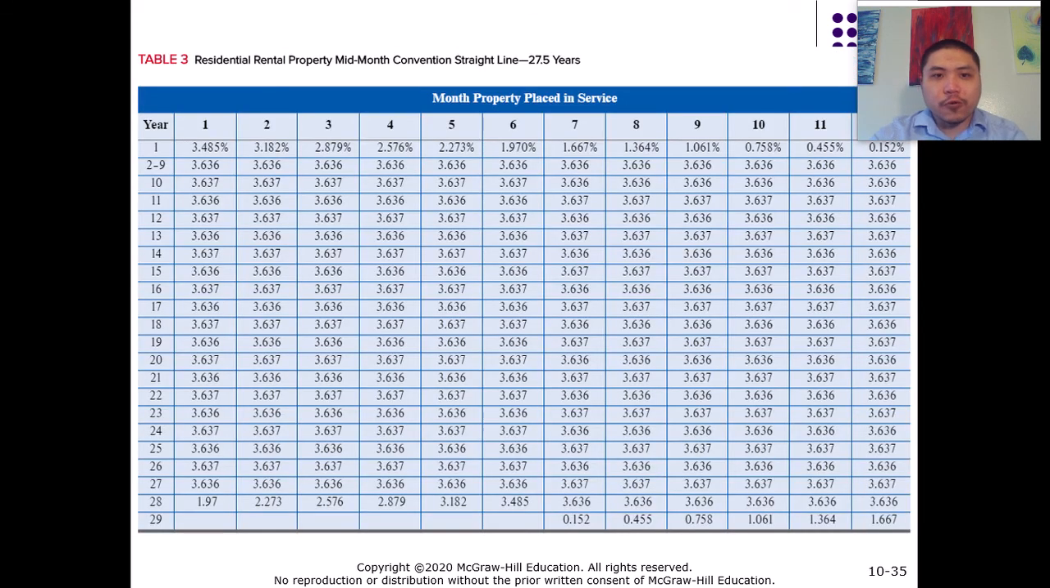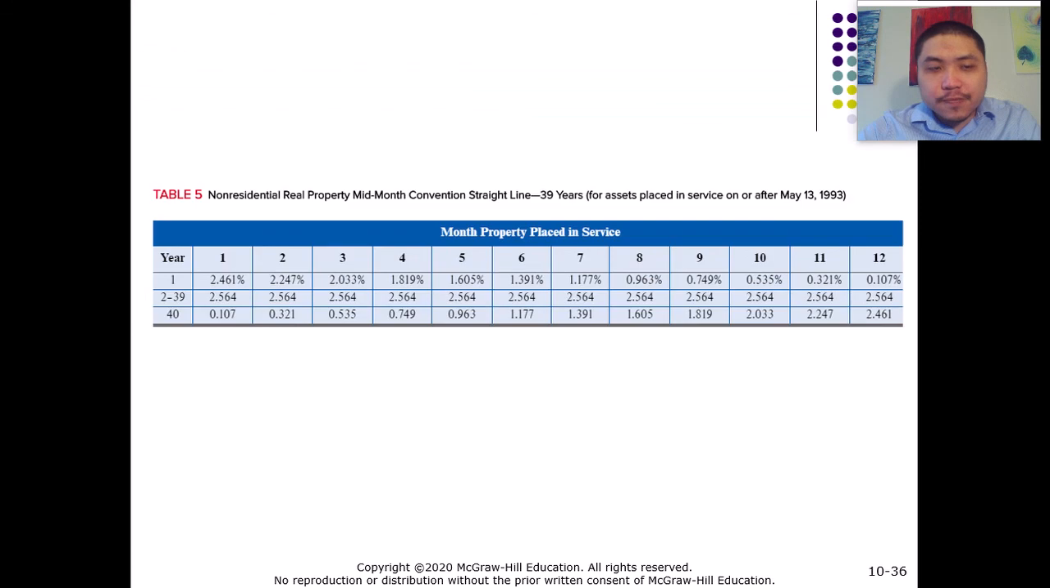This is the table for residential properties, which has 27.5 years of useful life. Again, depending on the month that the property is put into service, because we use the mid-month convention here, and depending on the year that we are trying to calculate the depreciation expense, then we're going to select the correct rate. So this is the table for residential properties.